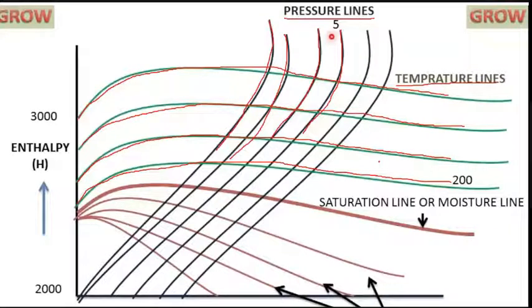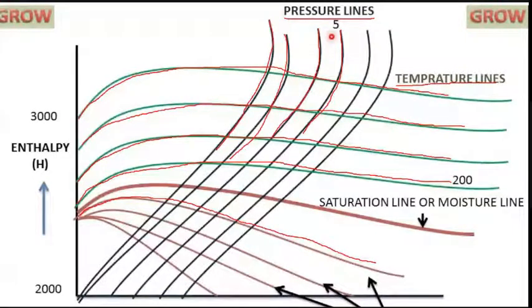Next one is the dryness fraction line, that means X lines. You can see brown color lines under the dry saturated line. These lines are called dryness fraction lines. If you are picking a point with the help of X, you have to use this line. So if you pick a point based on X, you have to use this line.